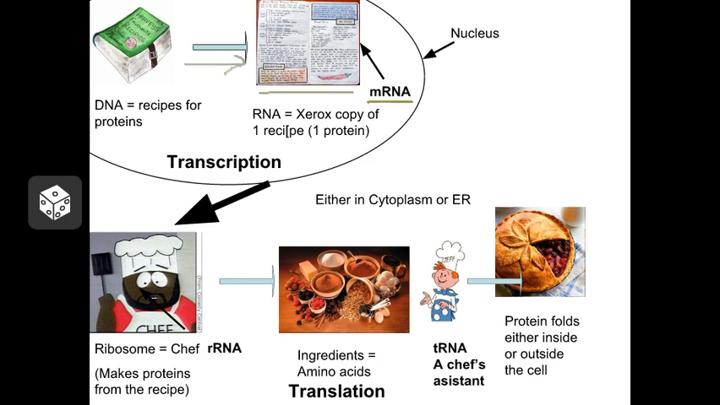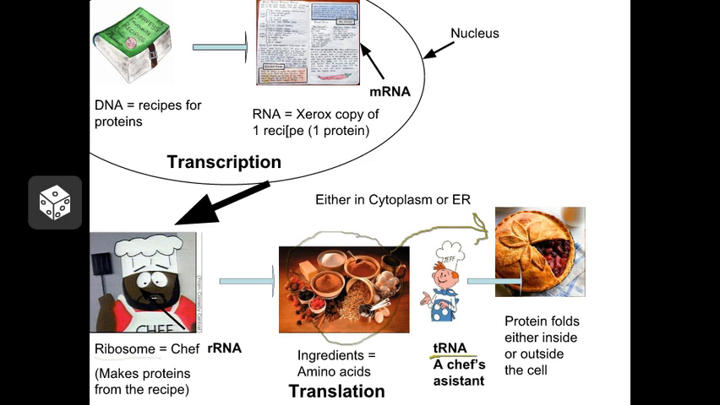Now that you have your Xerox, you can go outside of the nucleus and start translating this recipe into an actual pie. Now let's say that this recipe is particularly complicated and you need some help. So what you're going to do is find a chef to help you out. The chef represents the ribosome. What the ribosome does is gather up the ingredients and put them together in the right combination to make the pie. That's translation.